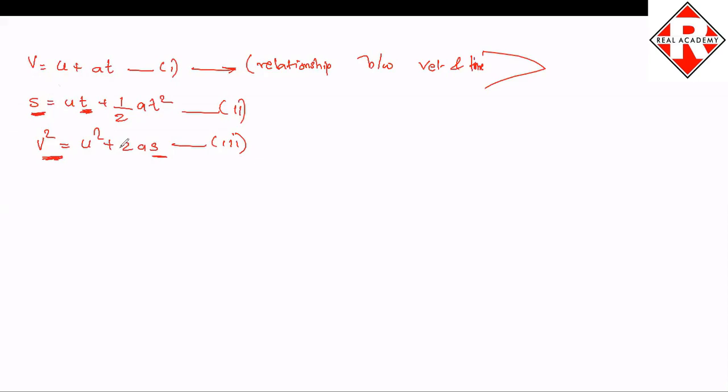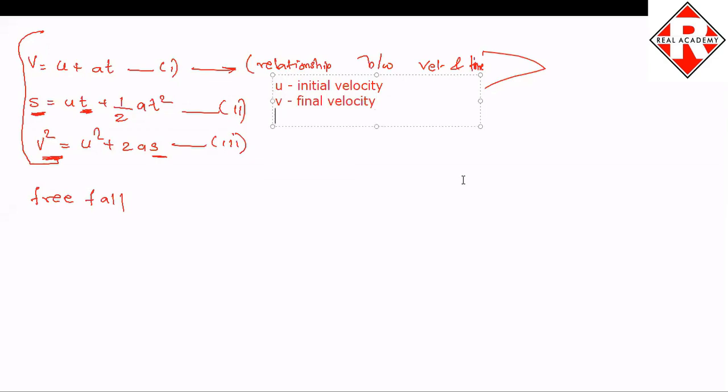Now, when we are assuming that the object is under a free fall, in these three kinematical equations, what do the symbols stand for? u stands for the initial velocity, v stands for the final velocity. We require these kinematical equations for solving our numericals. s stands for the displacement, and t stands for the time taken by the object to travel.